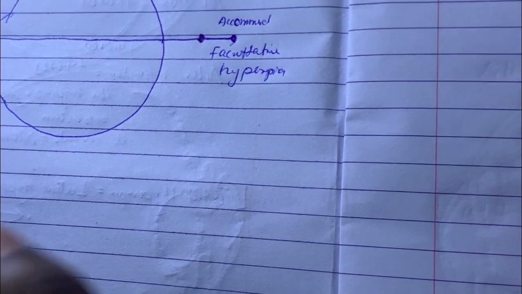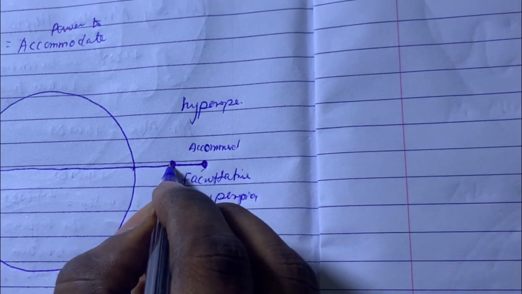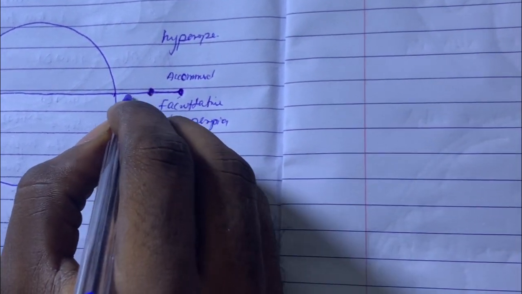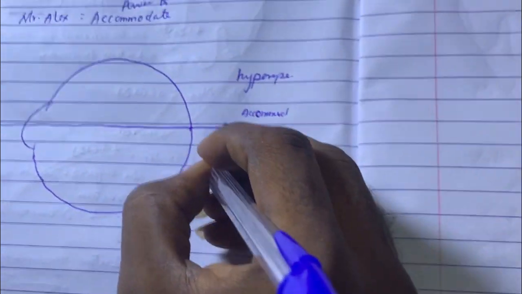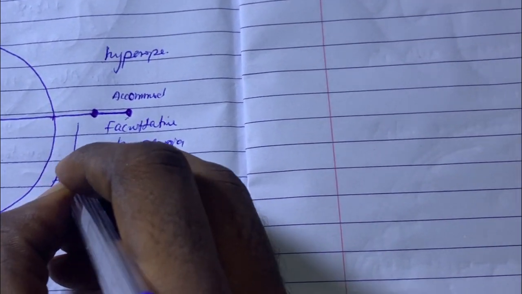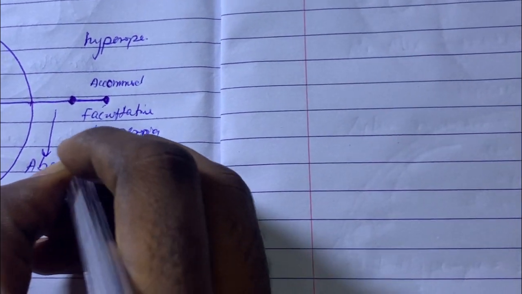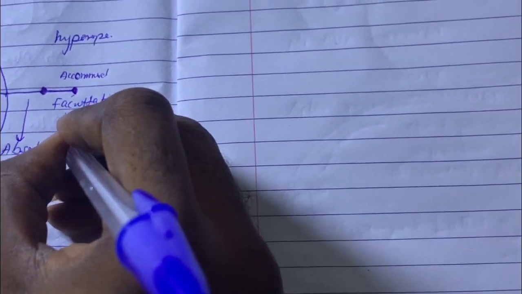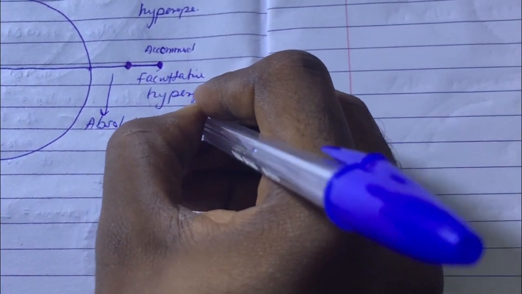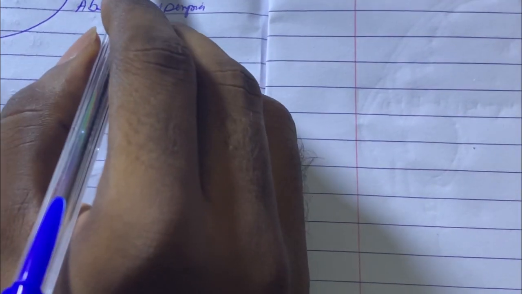The amount of hyperopia that accommodation cannot correct, from here to the retina, that is called absolute hyperopia. Simple as that. This is the whole thing that makes the eye hyperopic.